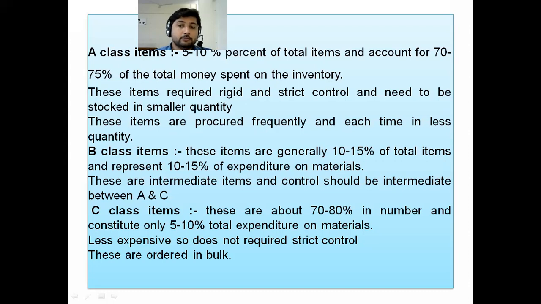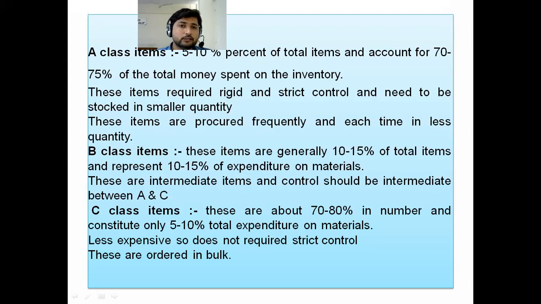Now B class items generally consist of 10 to 15% of the total items, and they consume expenditure of up to 10 to 15% only. These items are purchased on an intermediate basis, and their control should be in between the A and C levels. A items require strict or rigid control, and C items do not require that much control. C type items are ordered in a bulk quantity at one time only.